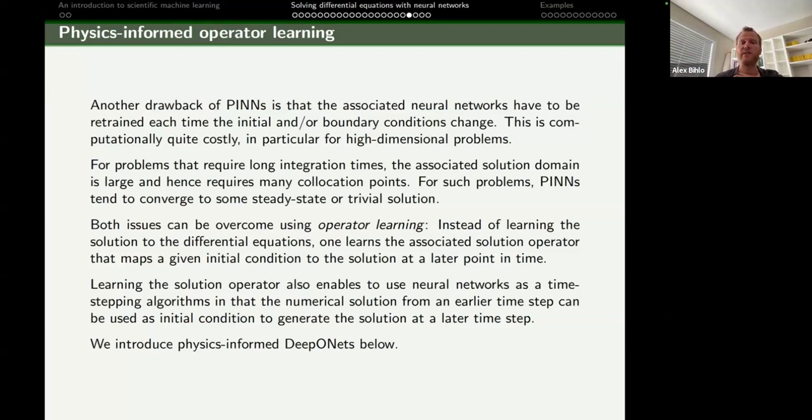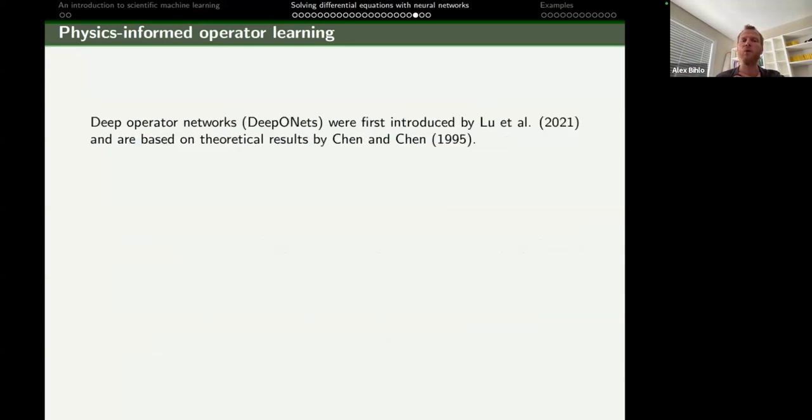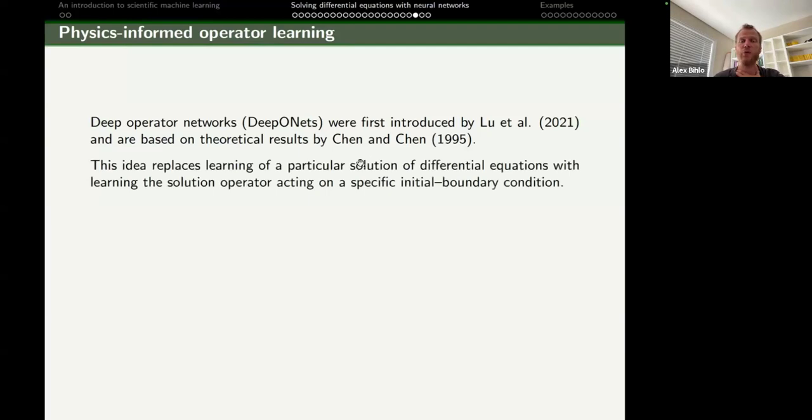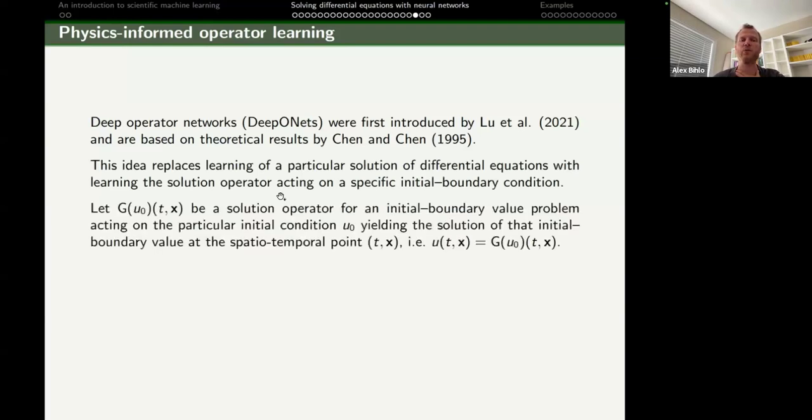And so then the question is, hey, what about the solution operator though? This was introduced just a few years ago, but it rests on a result that's not too old. Chen and Chen had shown that an operator, linear or nonlinear, between two Banach spaces can be learned with a neural network. So you can actually learn the solution operator using a neural network. Instead of solving a particular solution with PINNs, now we learn the solution operator.